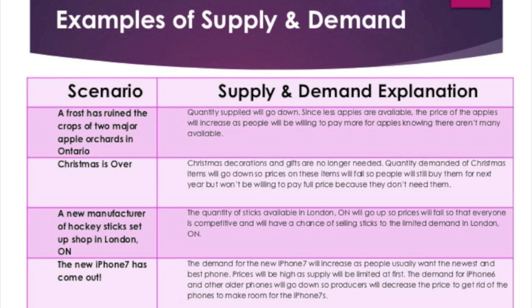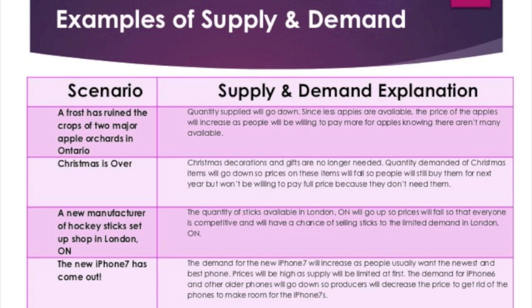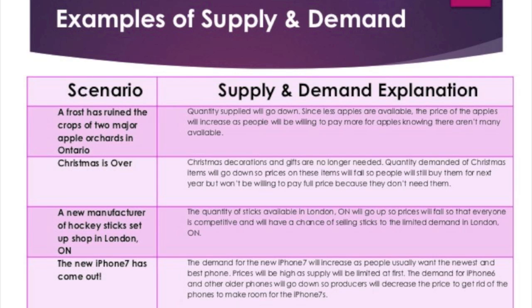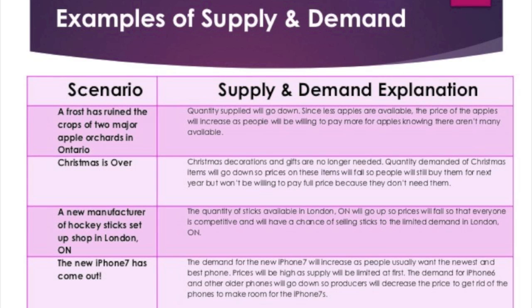The last one: the new iPhone 7 has come out. What happens with supply and demand? The demand for the new iPhone 7 will increase, as people usually want the newest and best phone. Prices will be high, as supply at first will be very limited. The demand for iPhone 6 and other phones will go down, so that producers will decrease the price to sell those and make space for more iPhone 7s.